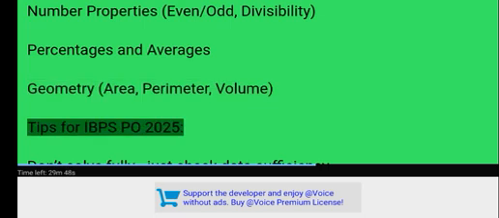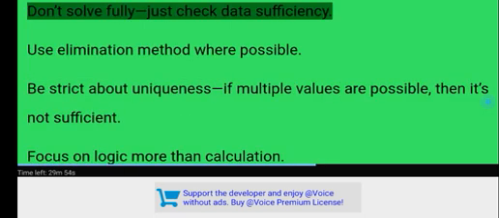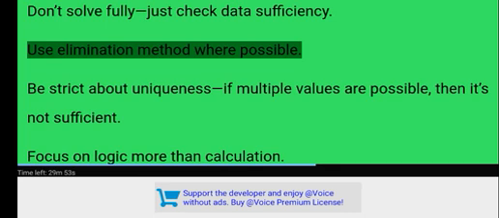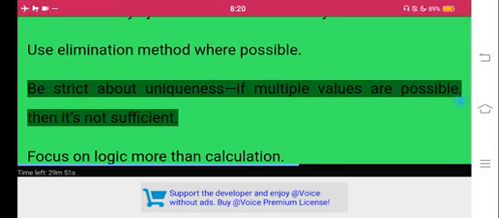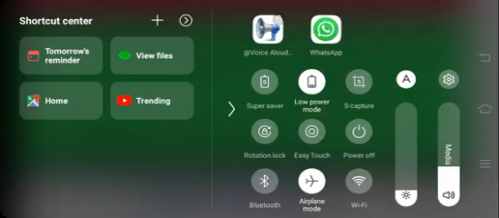Tips for IBPS PO 2025. Don't solve fully, just check data sufficiency. Use the elimination method where possible. Be strict about uniqueness. If multiple values are possible, then it's not sufficient. Focus on logic more than calculation.